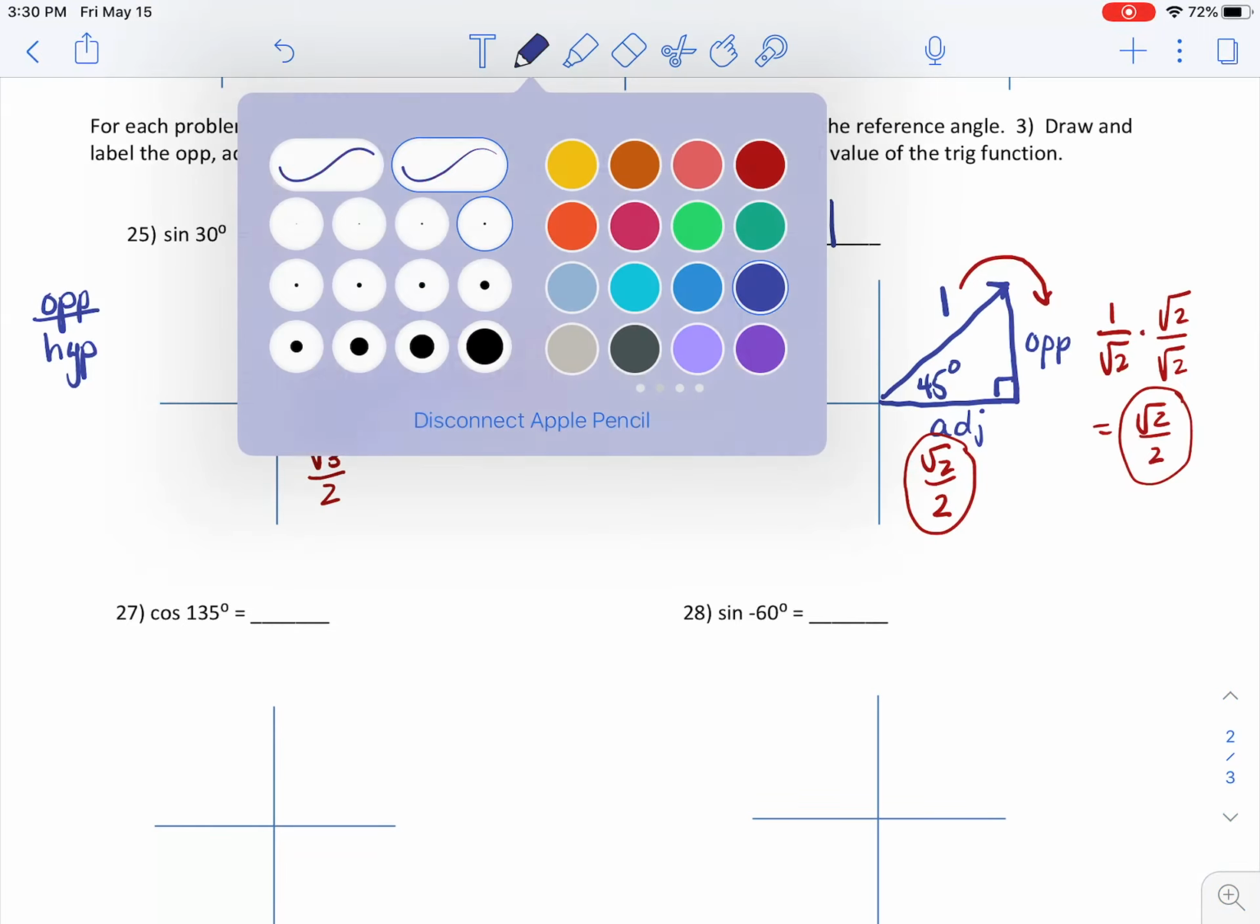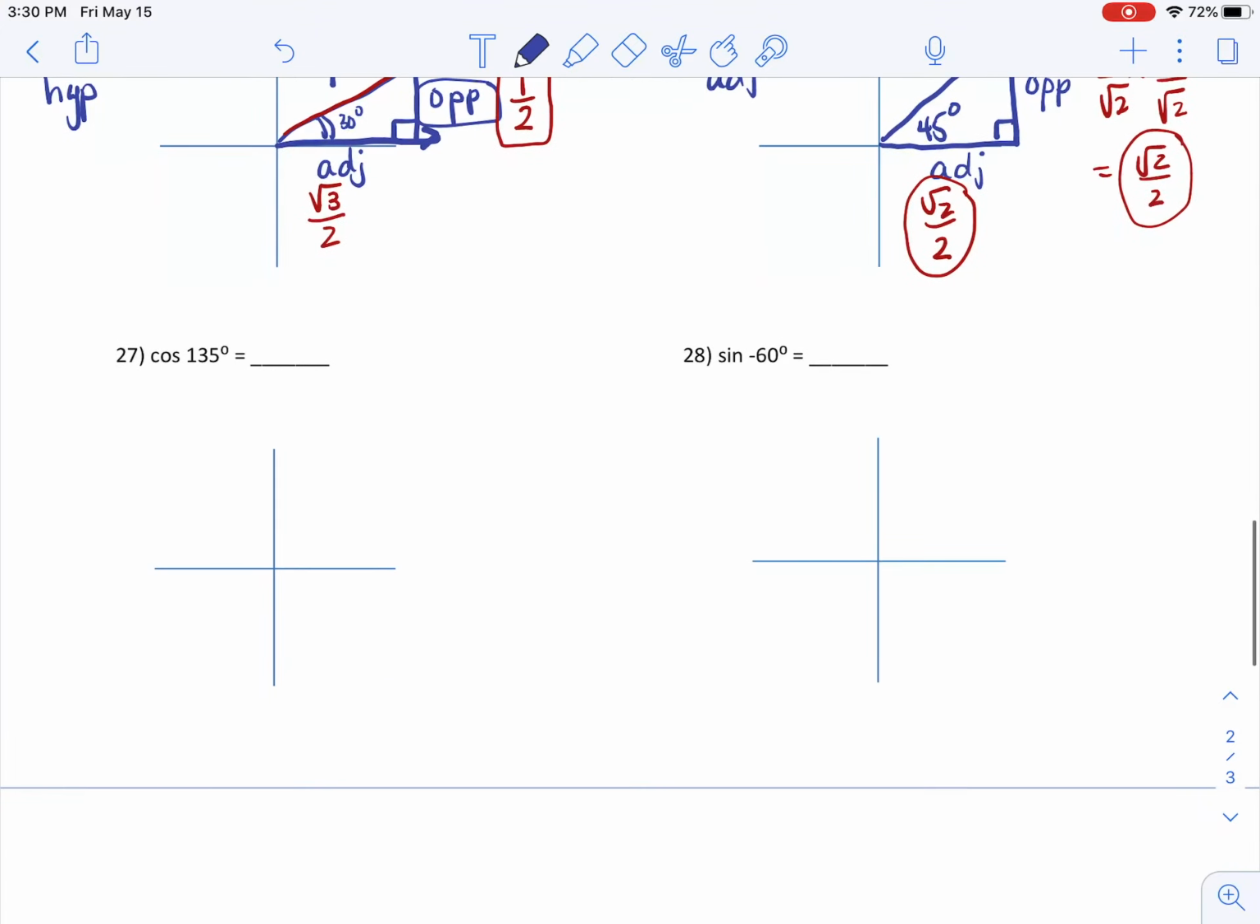Number 27, 135 degrees is going to be in the second quadrant. Now, if you think about it, 180 minus 135 is 45 degrees. So that means my reference angle is 45 degrees. The opposite's over here, the adjacent is over here. Now, remember the adjacent is going to be negative because we went to the left. X is negative. The opposite value is going to be positive.